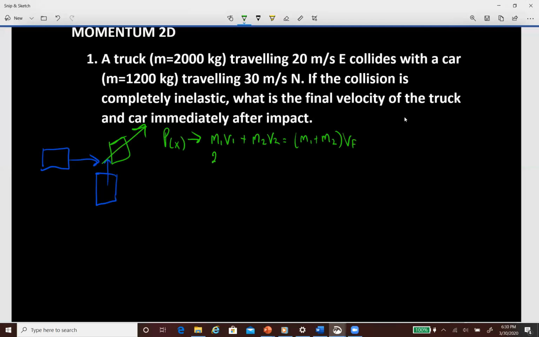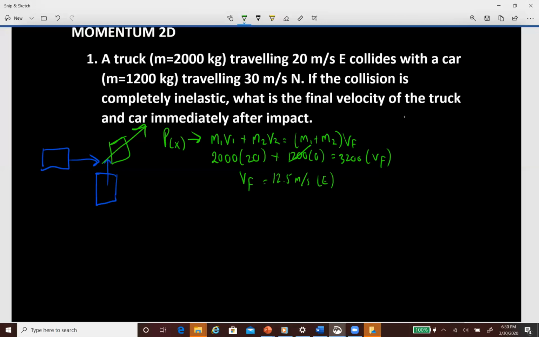m1 is 2000, v1 is 20, m2 is 1200, but v2 is 0, so that's going to give us 0. That is going to equal the sum of the masses, which in this case, 2000 plus 1200 is 3200, times vf. Okay, so that's 0. If you solve for vf, vf will be 12.5 meters per second east.